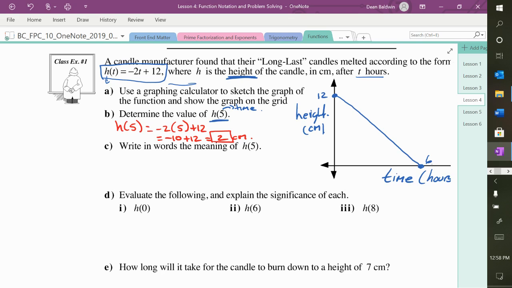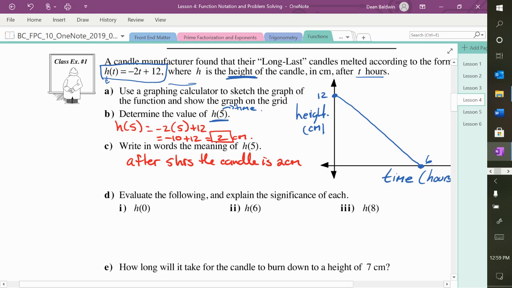So how would you write that in words? What would it mean? What does this represent? In 5 hours, the candle has burnt to the height of 2 centimeters. That's it. After 5 hours, the candle is 2 centimeters tall. That's all it means.